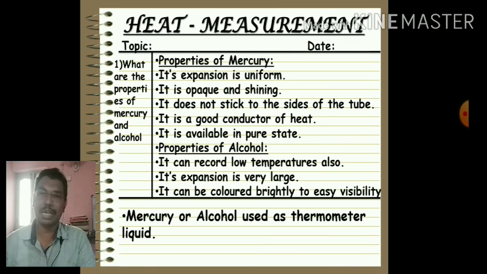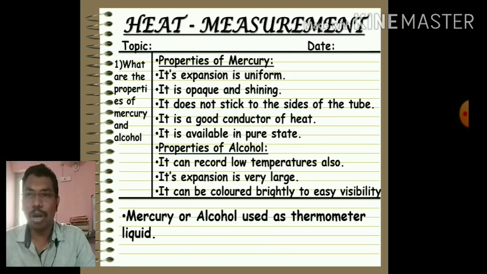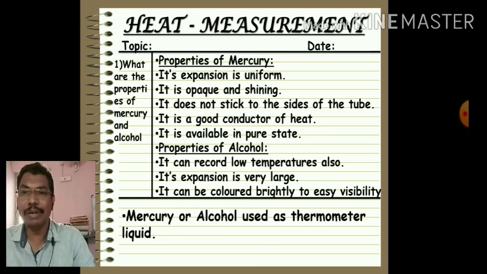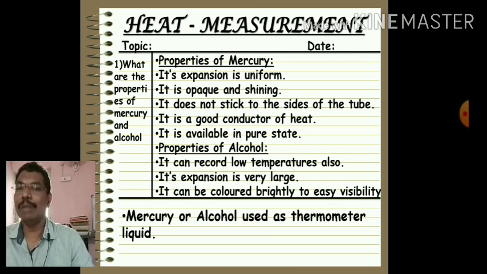Now, the properties of alcohol. It can record very low temperatures, even negative temperatures, and its expansion is very large. Even a small rise in temperature, it will show the difference very clearly, and it can be colored brightly for easy visibility. It can be available in yellow, orange, red, and blue color also. So that is why mercury or alcohol is used as the thermometer liquid.